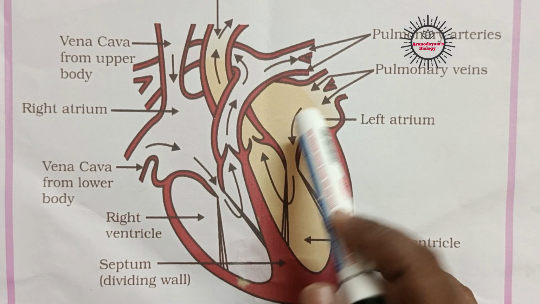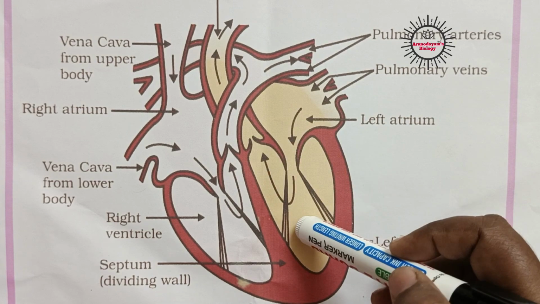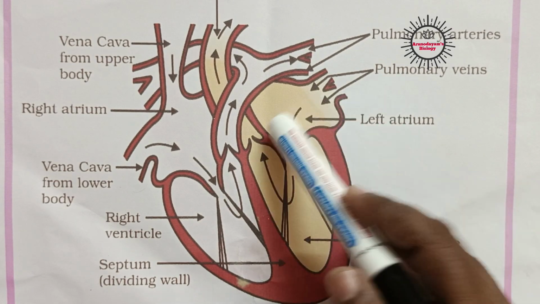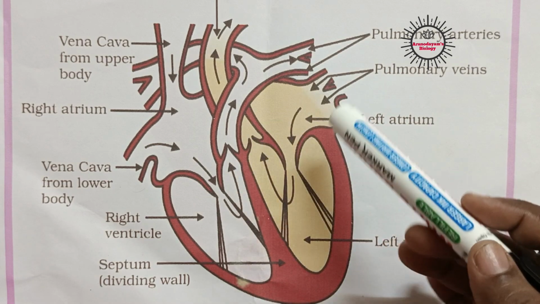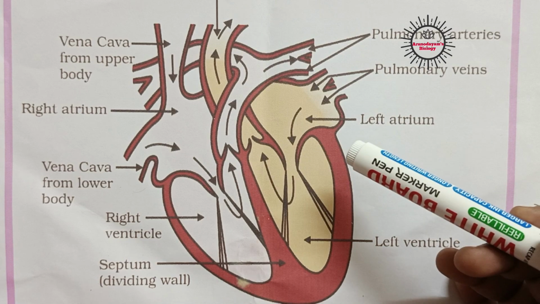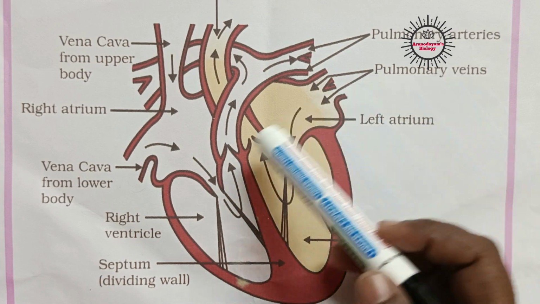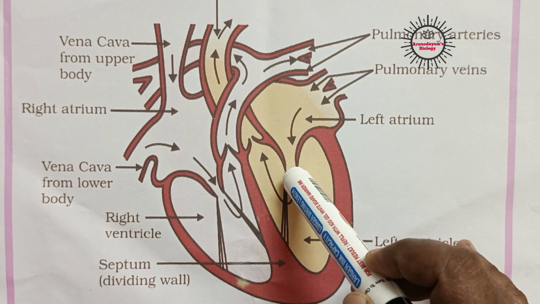When this left atrium contracts, the blood present in it has to move into the left ventricle. Okay, when the left atrium contracts, the blood will move into the left ventricle. Actually, I already told that between the chambers of our human heart we have partition walls, but between the atria and ventricles we have valves for the transportation of blood.